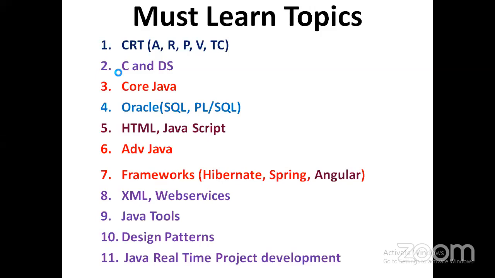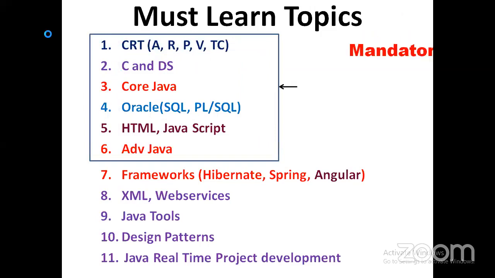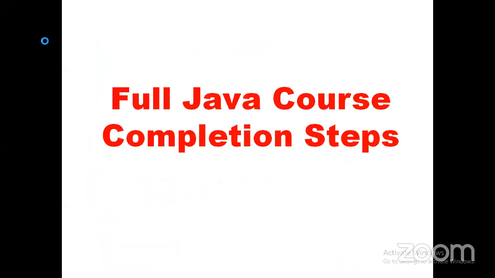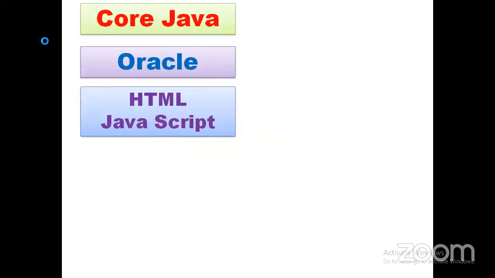Okay, now, right? And then what is the order? You have to do these courses. These courses are mandatory for juniors, and these courses are mandatory for seniors, meaning those who are trying for a job with experience. Okay, fine. Then next, the full Java course completion steps I explained. All these things are clearly explained in the previous video, I am just revising.